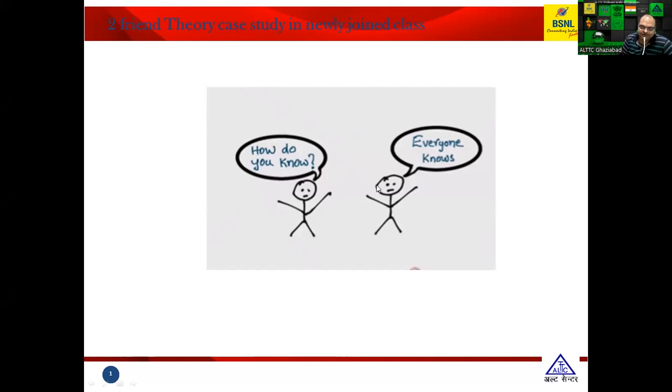So this is one example, two friends. There is one semester going on in an engineering university. There is one classroom of 25 or 50 students. These are two new friends, newly joined students. They are in conversation with each other in the first or second meeting. One is asking, some information is shared. He knows some information about this. He asks, how do you know? He says everyone knows.